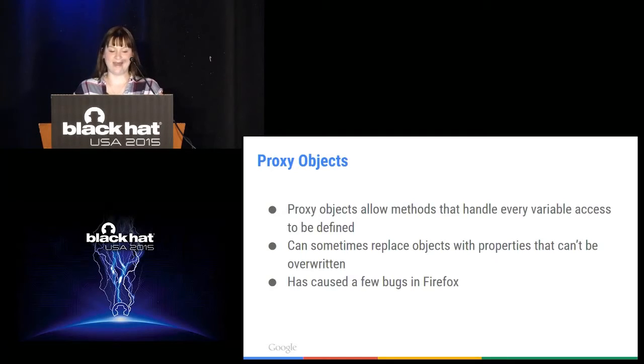So another option you have is to use a proxy object. These exist in JavaScript and ActionScript 3. They basically allow methods that handle variable access to be defined. And you can basically define everything. You can define what happens if a getter gets called, what happens if a setter gets called, what happens if an unknown field gets accessed, what happens if you enumerate, whatever. And these have caused a few bugs in Firefox.